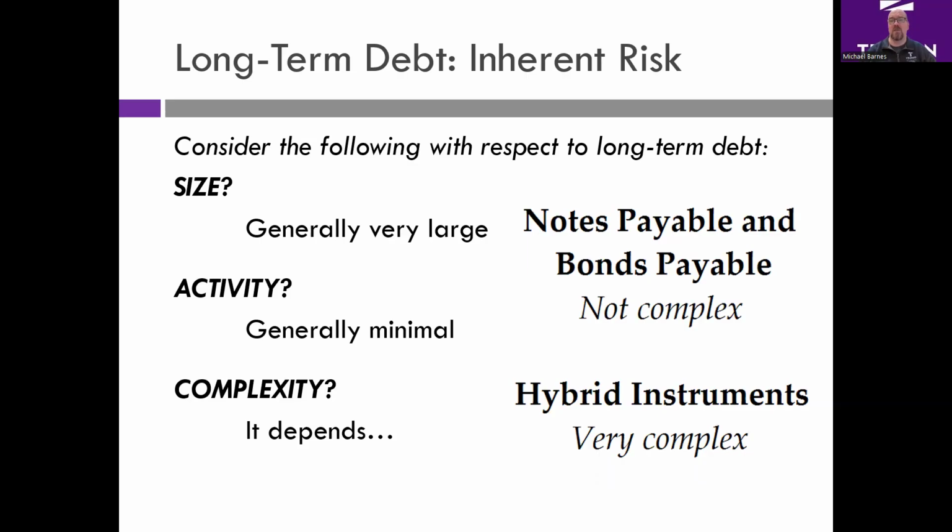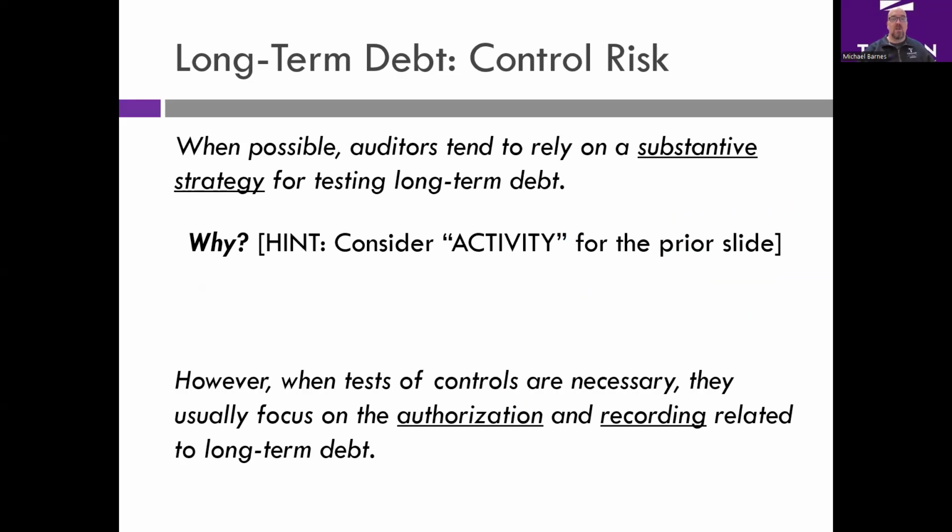So it depends on the nature of the debt. If the debt is straightforward, then we can talk about complexity being very, very low. But if the debt is not straightforward, then it may be very challenging. So we're going to work on a sliding scale and say inherent risk is going to be very heavily contingent on the complexity of the associated instruments. Now, long-term debt, auditors tend to use a substantive strategy for testing long-term debt.